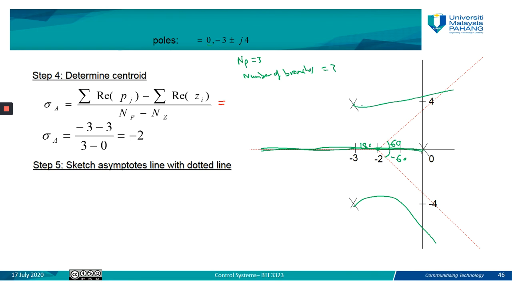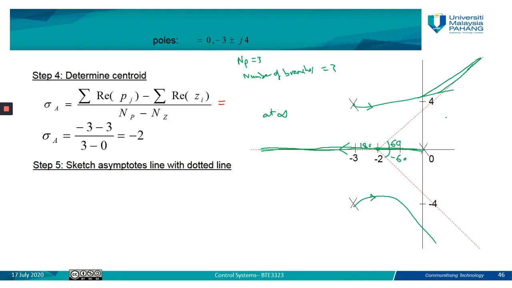Always, start at the pole and go to the zeros. All our zeros are at infinity. So going to infinity in this way, it will not cross this line. I mean, it will go parallel to this line.